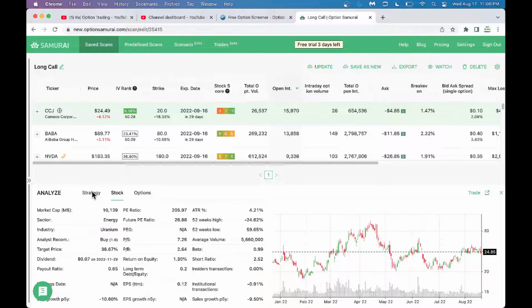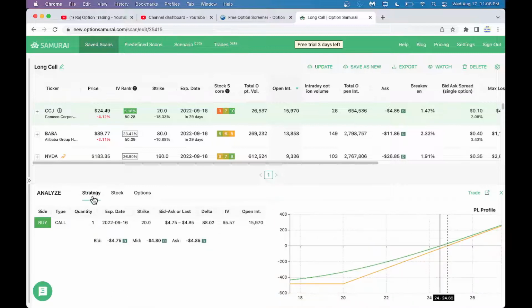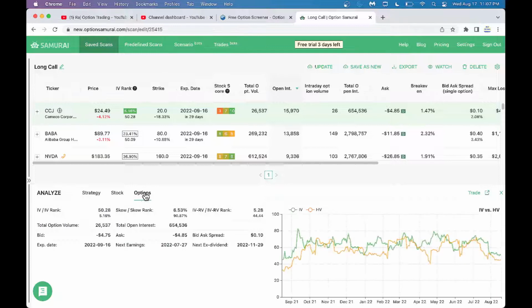And then you could look at the strategy and see how you can make money with it. Look, it's a long call strategy. As the stock goes higher, you'll make money. Right now, the break-even point is somewhere right here at 24. As the stock goes higher, you'll make money with the long call strategy. And you could also look at a few more option related things here. You could look at implied volatility, historic volatility. Look, volatility is right now low.